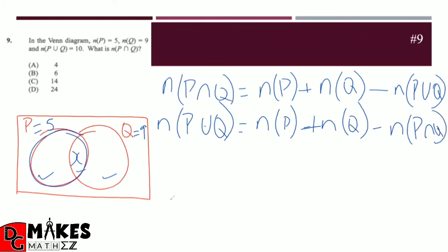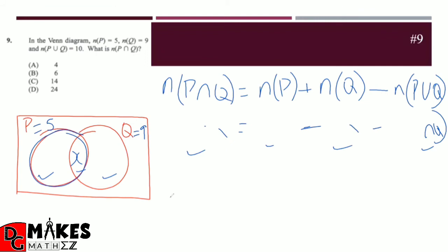So it works both ways when you want to find any of these and you're given the other 3. So if you're given the intersection and those individual sets, then you can find the union. If you're given the union, vice versa. Good, so we're going to work with this one because we want to find the intersection.